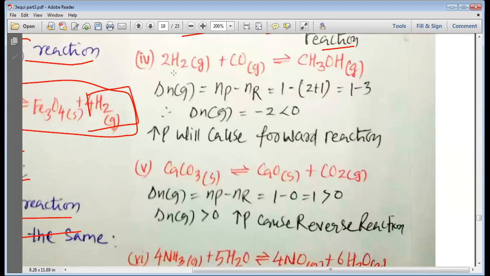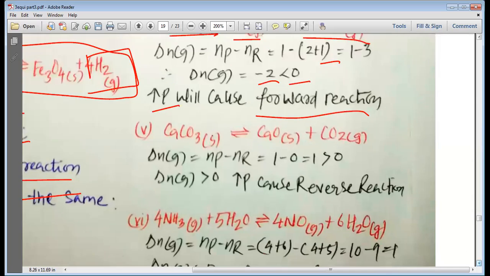Then next question, my dear students, 2H2 gas plus CO gas gives CH3OH gas. On the product side, if you look, we have 1 mole of gas. On the reactant side, we have 1 mole plus 2 moles, that is 3 moles of gas. And therefore NP minus NR, that is the number of gaseous moles of products minus the number of gaseous moles of reactants, is equal to 1 minus 3, that is minus 2, which is less than 0, and therefore increase in pressure will cause the forward reaction to take place.